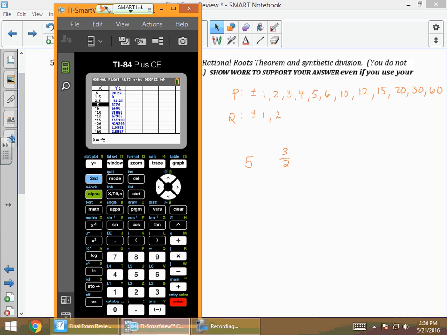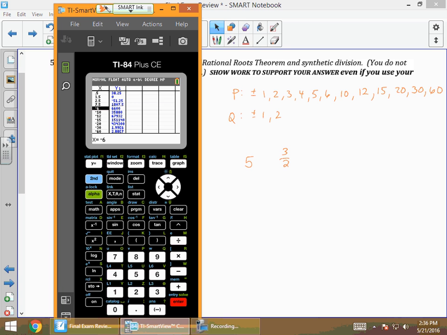6 over 2 is 3, and I've checked that. 10 over 2 is 5, and I've checked that. 12 over 2 is 6, and I've checked that. 15 over 2. I haven't checked that one yet. That one didn't work. 20 over 2 is 10, and I've checked it. 30 over 2 is 15, I've checked it. 60 over 2 is 30, and I've already checked it.